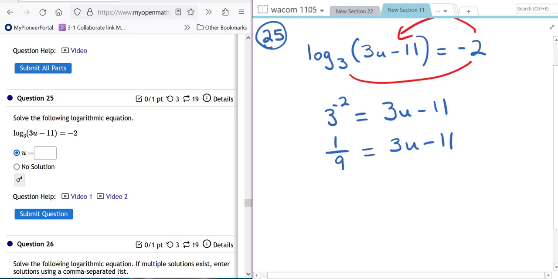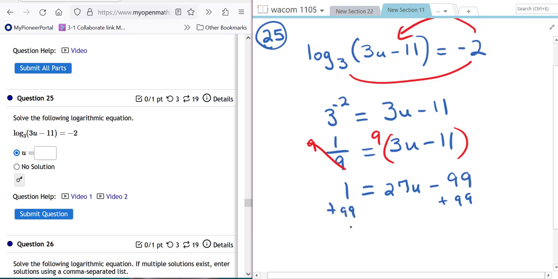You're going to multiply on both sides by 9 to get rid of your fractions. So you have 1 equals 27u minus 99. Right. Add your 99 to both sides because it's a linear equation. And we get 100 equals 27u. Divide by 27. And I don't see anything there that will reduce. So that should be our answer.